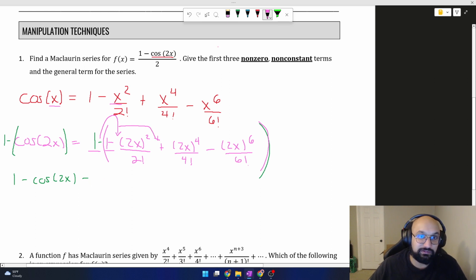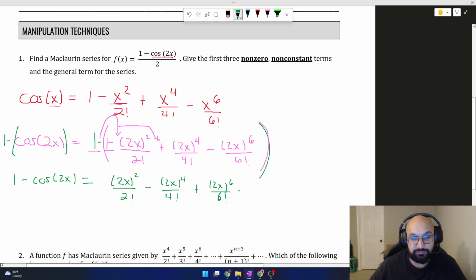That's going to give us instead that 1 minus the cosine of 2x is equal to the quantity 2x squared over 2 factorial, and then minus 2x to the 4 over 4 factorial, plus 2x to the 6 over 6 factorial, and so forth. So this next one would be minus. It wants the general term as well, so let's go ahead and come up with that. Before we come up with the general term, we can recognize that all of this is over 2. So that means we just want to go back here and put 2 times in the denominator of all the terms.